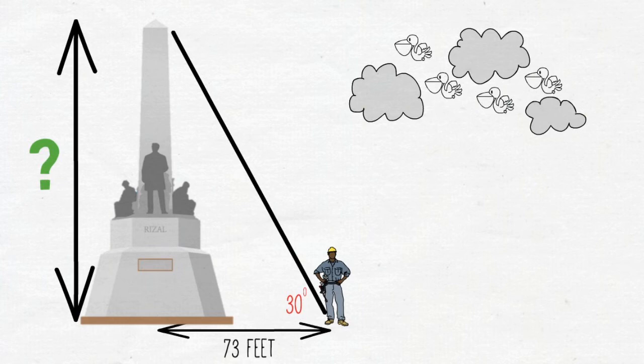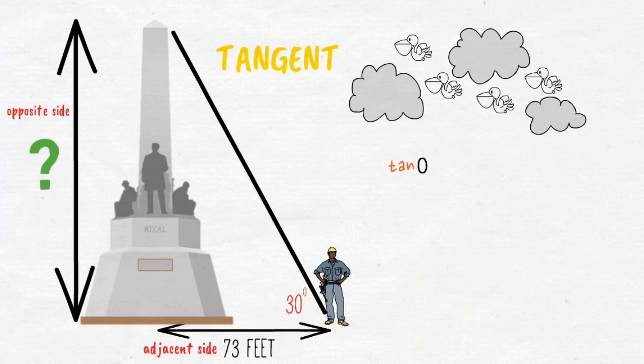Since the angle is located at the bottom, the ground distance will serve as the adjacent side, and the measurement that we are looking for serves as the opposite. Therefore, the trigonometric function that we are going to use is tangent. Correct. Now we solve. Tangent theta is equal to opposite over adjacent. Substituting the known details, we have tangent 30 equals x over 73. Isolating the variable using cross multiplication gives us 73 tangent 30 equals x.